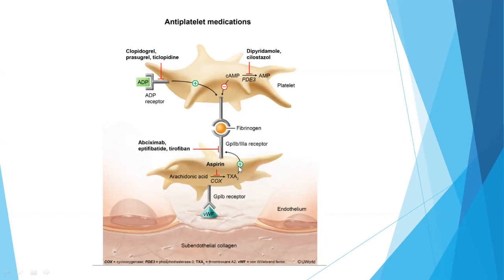And we have aspirin. So aspirin blocks the COX enzyme. COX is needed to convert arachidonic acid to thromboxane A2. Why do we need thromboxane A2? Because thromboxane A2 will enhance the expression of the GP2B3A receptor. So we have multiple sites: the ADP receptor blocker, clopidogrel, the most important drug, and then we have the GP2B3A receptor blocker, abciximab, and then we have aspirin, the COX inhibitor.